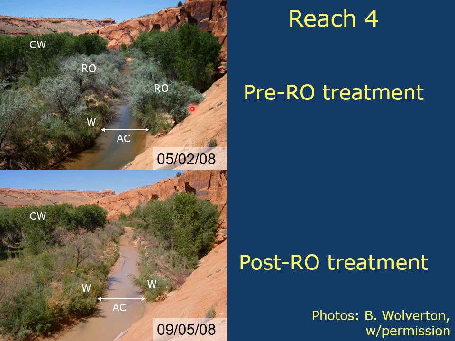Here's an example of pre- and post-treatment along the Escalante from Reach 4, with cottonwoods and willows and bands of near-channel Russian olive flanking the active channel prior to treatment in 2008. And later that year, following treatment, native vegetation and willows remaining along the active channel.